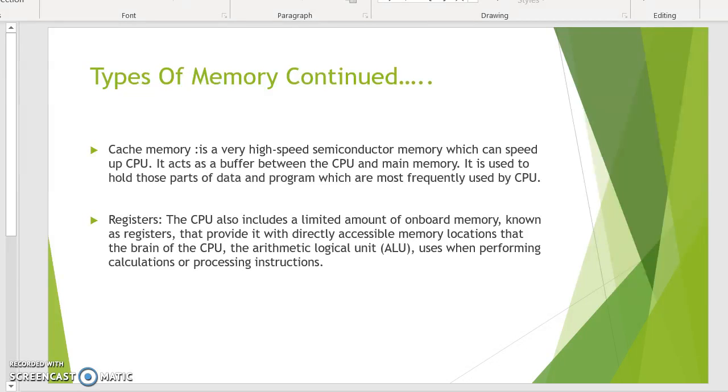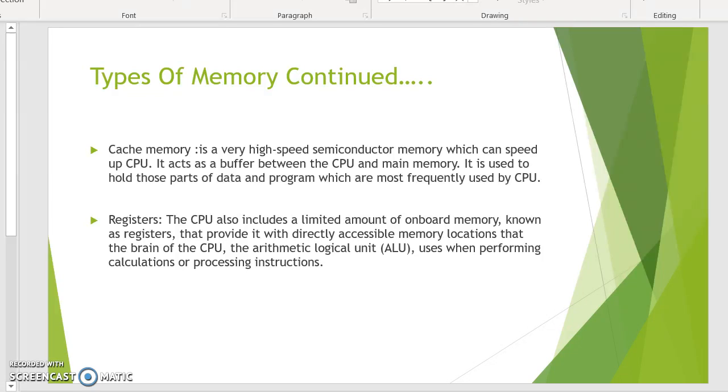When we talk about registers, the CPU also includes a limited amount of onboard memory known as registers. They provide it with directly accessible memory locations, the brain of the CPU, the arithmetic logic unit, ALU, uses when performing calculations or processing instructions. Any data that the ALU is to manipulate must be loaded into a register unless it is directly supplied as part of the instruction.